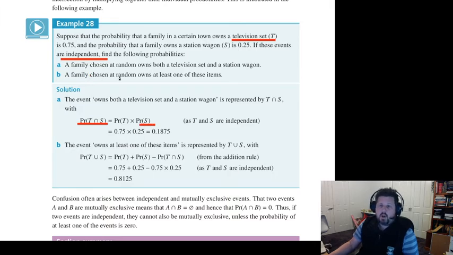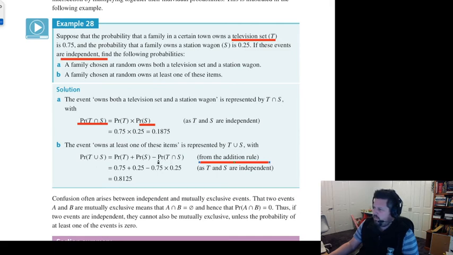Last but not least, what's the probability that a family chosen at random owns at least one of these items? So again, owning at least one of these items means either they own a television, or the union, or they own a station wagon. So T union S is what we're looking for in this particular case. From some of the previous lessons, T union S is the same as the probability of T plus the probability of S take away the probability of T intersection S. And that's the addition rule that we've spoken about before.